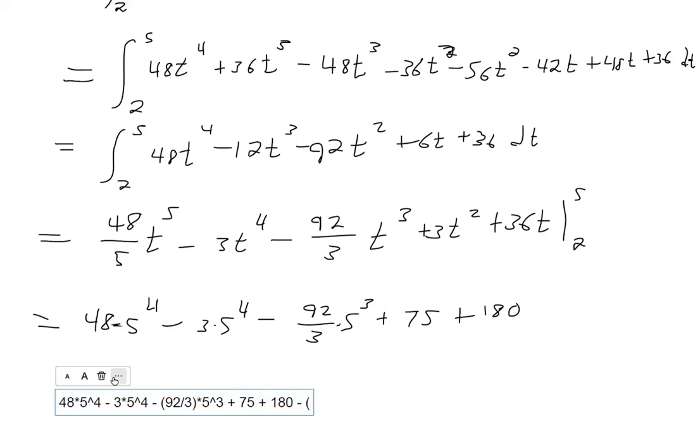That's the numerator. Now the denominator, that's going to be 48 over 5. Need double parentheses to protect it. Times 2 to the 4th minus 3 times 2 to the 4th minus 92 over 3 times 2 to the 3rd plus 3 times 2 squared, so that's 4, so that's 12. And this is 72. All right, let me pull up a calculator.